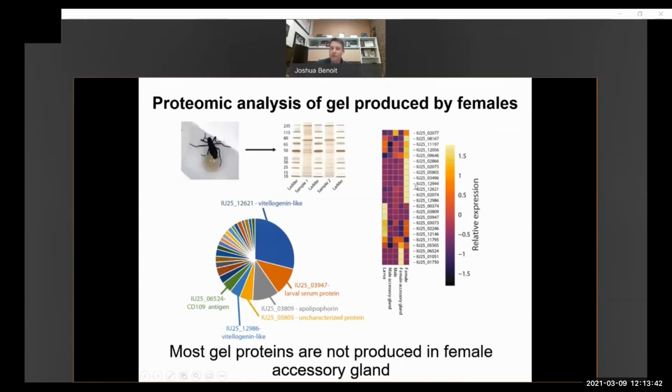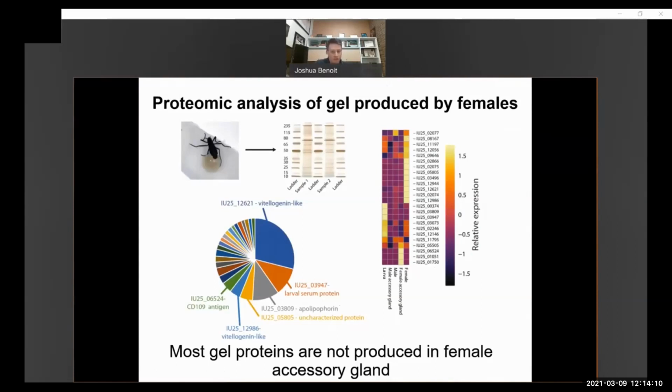The really interesting part, though, is that very few of these proteins, particularly some of the ones that are most highly present within this gel, are from the female accessory gland. They're either produced within the larva or they're produced within the females. So very few of them are actually made by the female accessory gland.